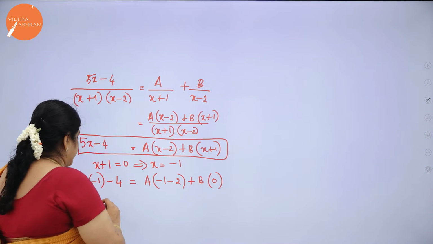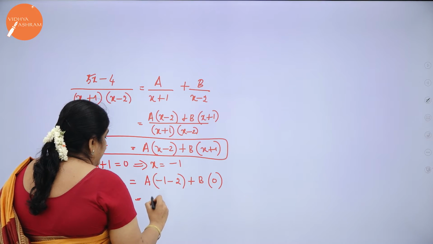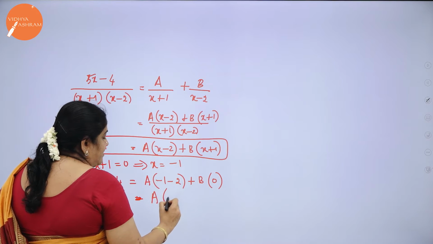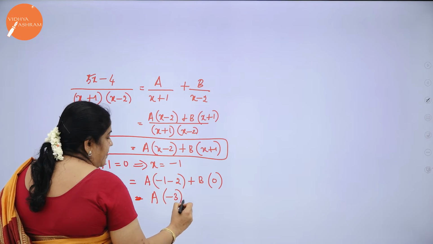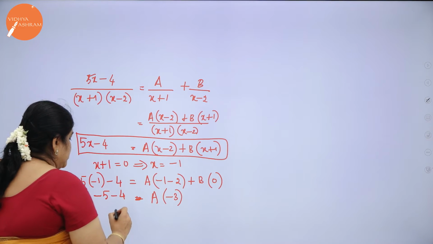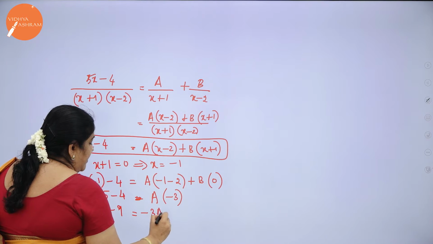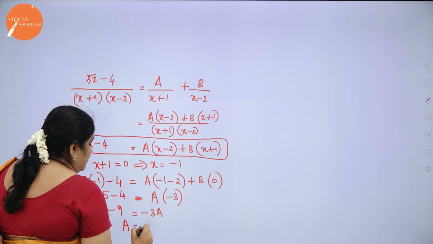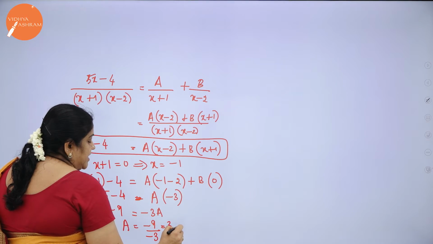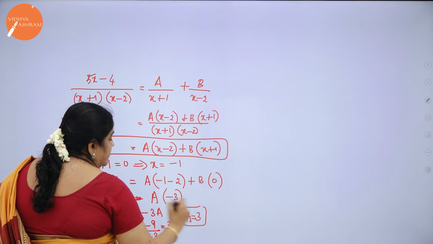So, this gives you minus 5 minus 4 is equal to A into minus 1 minus 2, which is minus 3. B into 0 is 0. So, minus 9 is equal to minus 3A, or A will be equal to minus 9 by minus 3, which is equal to 3. So, the value of A is 3.